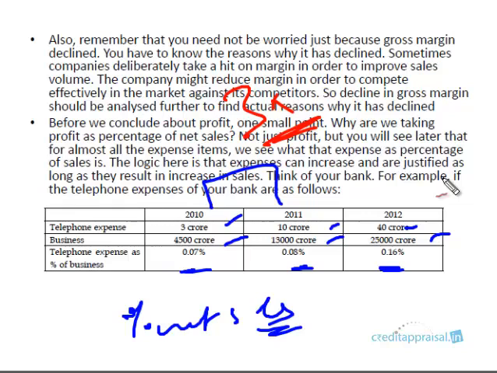We are talking more to customers. Yes, there is a justification, right? So the CMD will be wrong in this case, right? If he says telephone expenses are increasing from 3 crores to 10 crores, in absolute terms they have increased, but as a percentage of business it is around the same level.